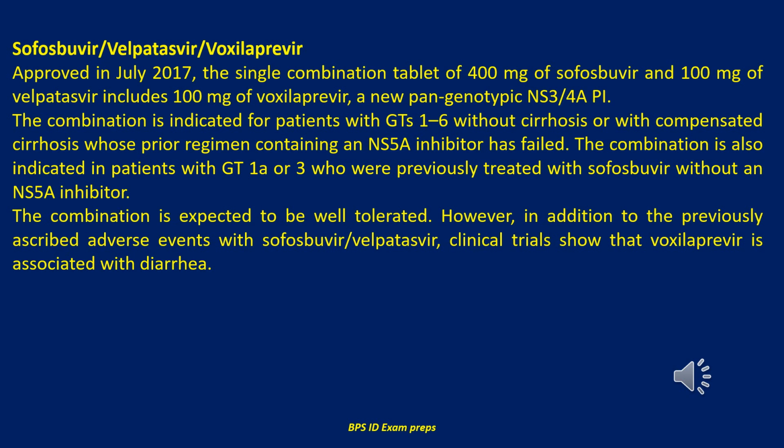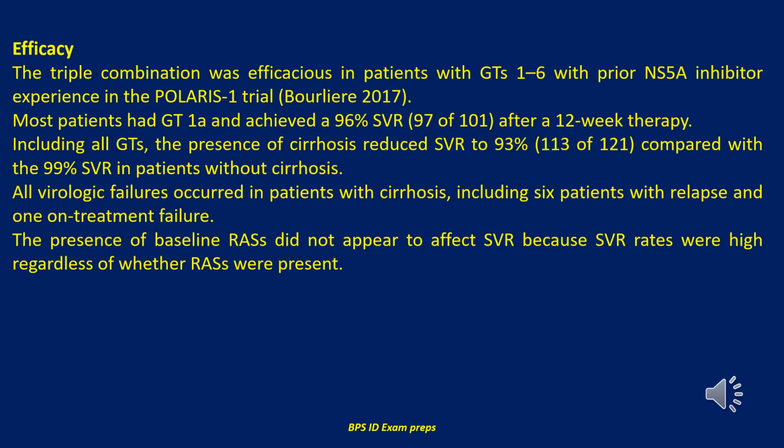The combination is expected to be well tolerated. However, in addition to the previously ascribed adverse events with sofosbuvir plus velpatasvir, clinical trials showed that voxilaprevir is associated with diarrhea. Regarding its efficacy, the triple combination was efficacious in patients with genotypes 1 to 6 with prior NS5A inhibitor experience in the POLARIS-1 trial, according to Bourlière 2017. Most patients had genotype 1A and achieved a 96% SVR, 97 of 101, after a 12-week therapy.